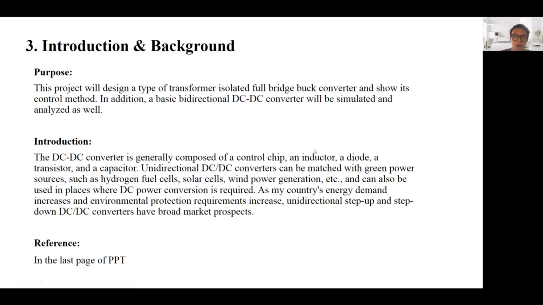The DC-DC converter is generally composed of a control chip, an inductor, a diode, a transistor, and a capacitor. Unidirectional DC-DC converters can be matched with green power sources. As my country's energy demand and environmental protection requirements increase, unidirectional step-up and step-down DC-DC converters have broader market prospects.